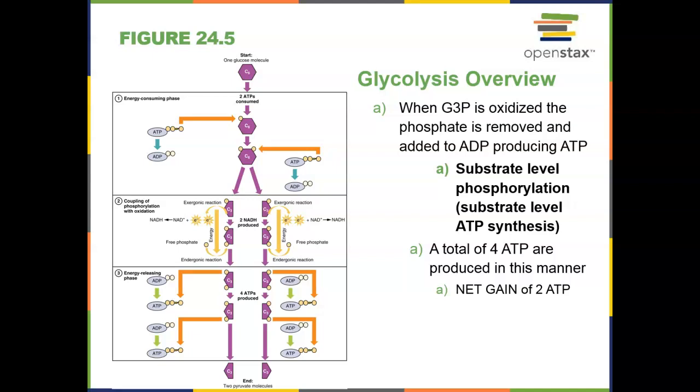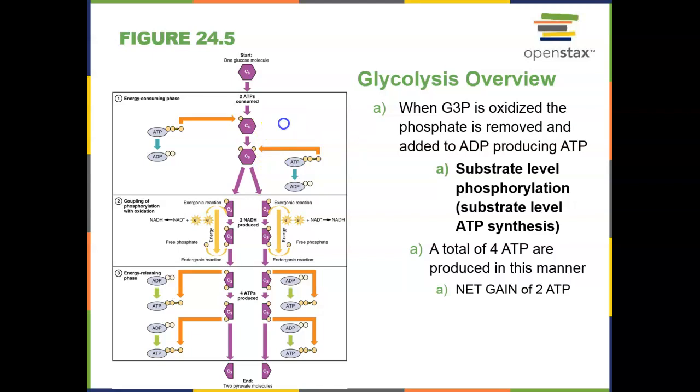So in this process, we produce a total of 4 ATP, but we only get to gain 2 ATP. The reason for this is we use 2 ATP at the beginning to activate our glucose. So we only get a net gain of 2 ATP in the end. So it's not a high energy process. This entire pathway is not very high energy, but it is a way to produce some ATP.